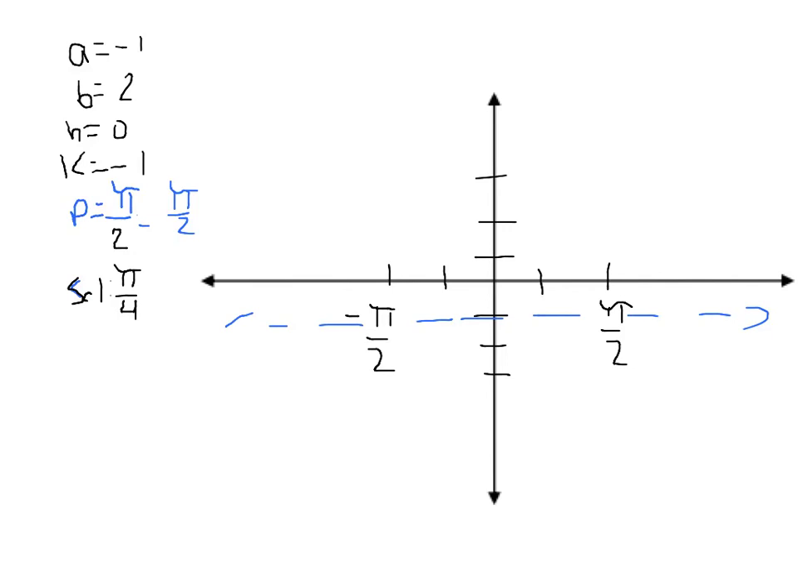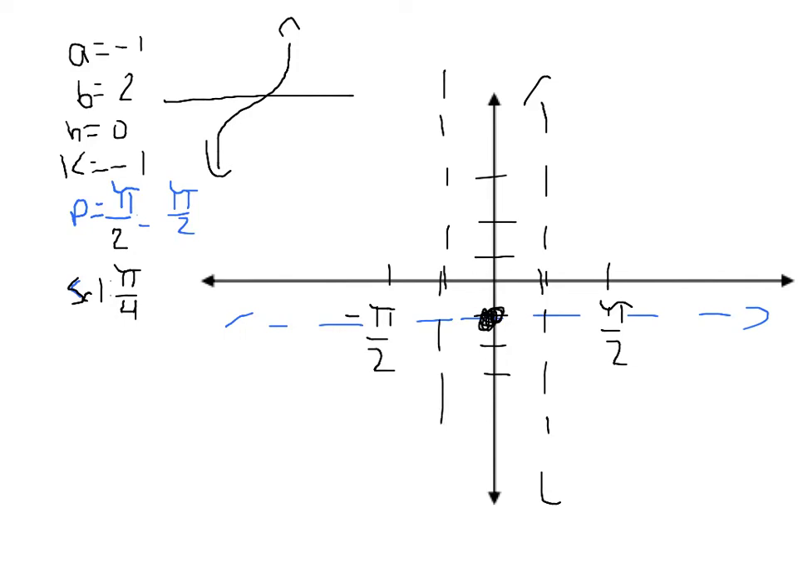Now, if you remember, the general shape of tangent was this. But if it's reflected over the x-axis, it's going to switch. So there was no horizontal shift, so we start at the 0. But instead of going up and to the right, and the scale is pi over 4. So what that tells us is that's where the asymptotes are. But it's going to look like this instead.